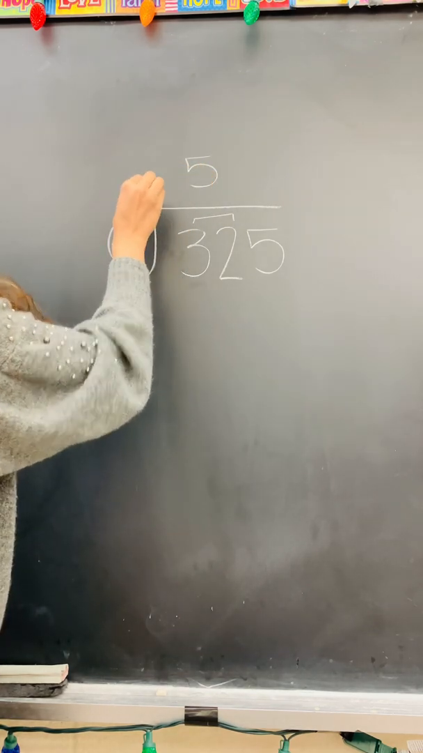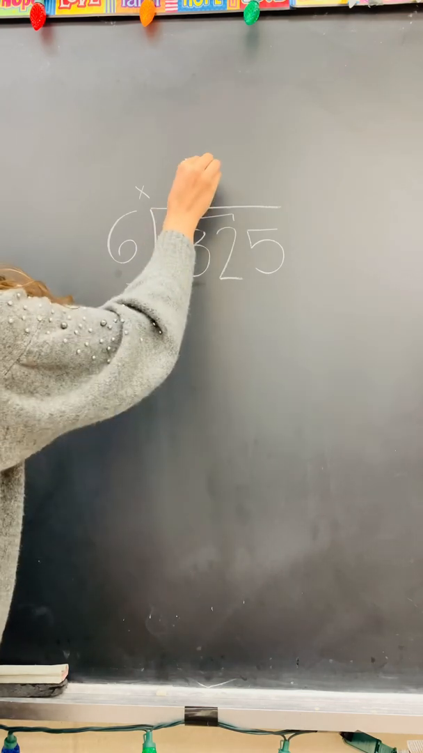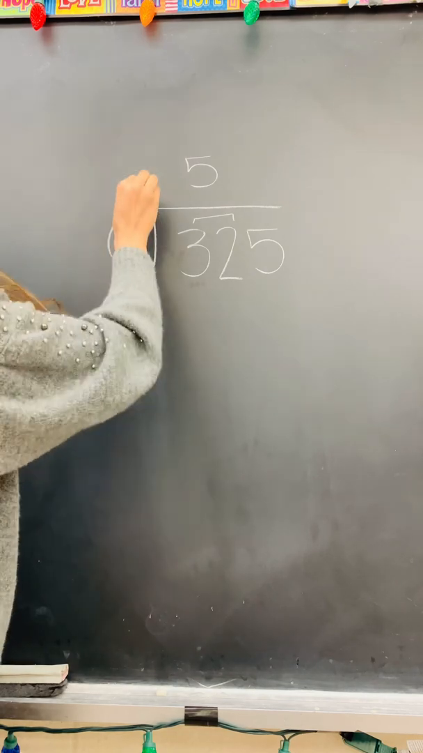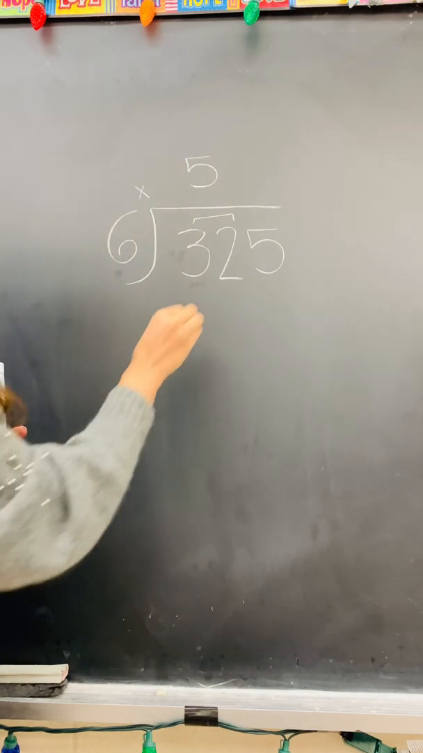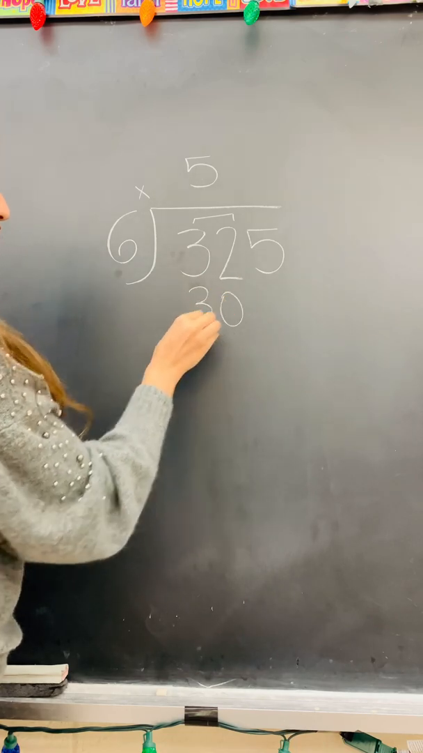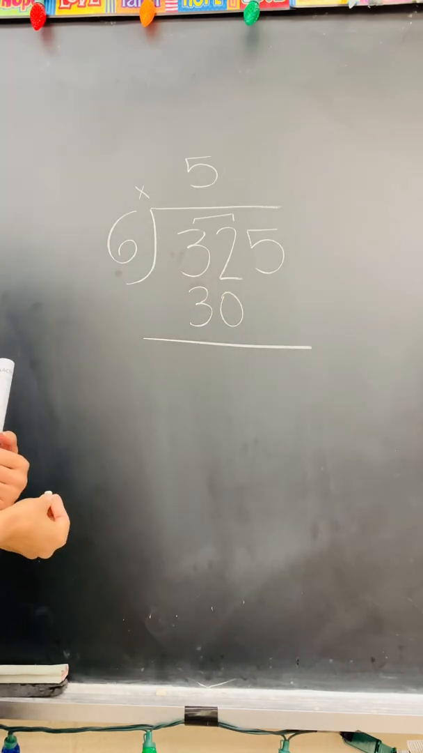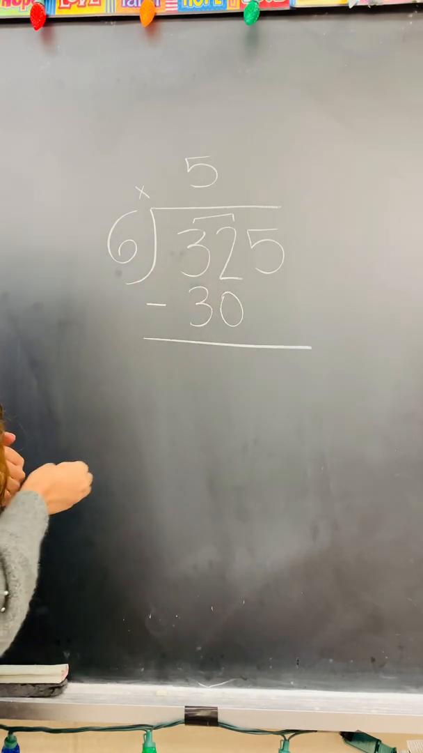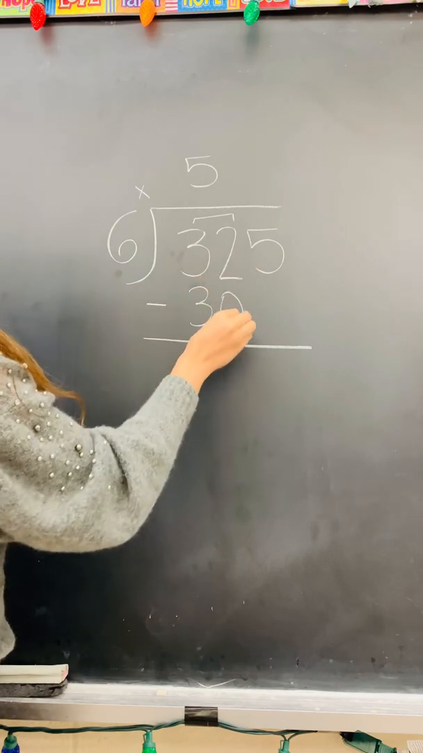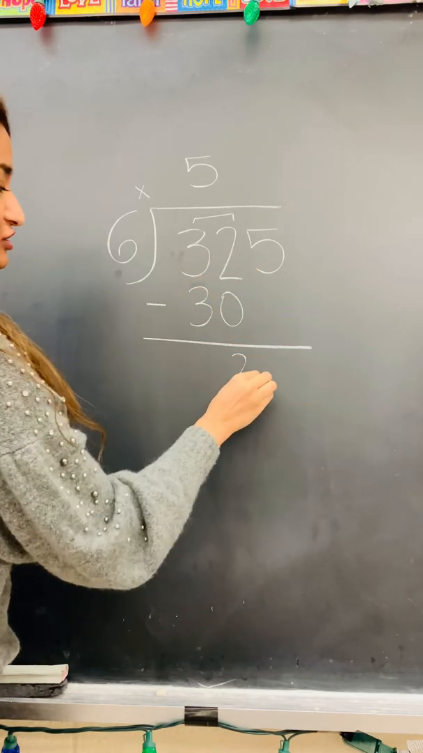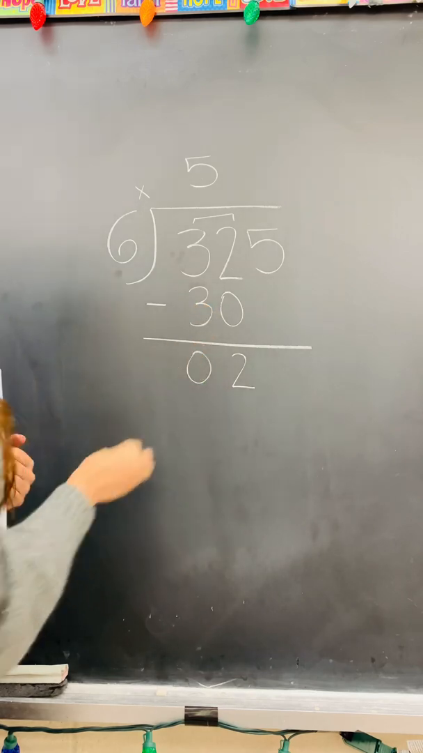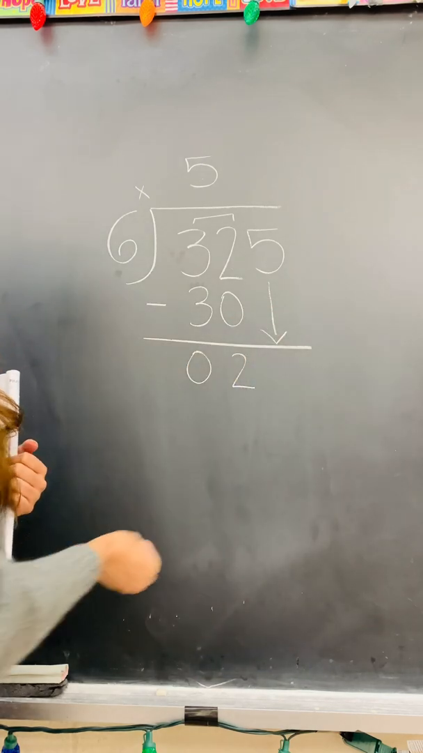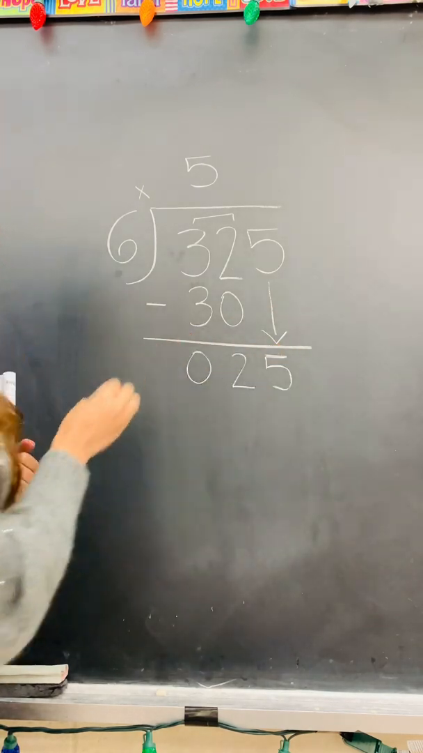So remember, then I need to go back and multiply my 5 to my 6, which gives me 5 times 6 gives me 30. Am I done? No, I need to subtract, right? So I have my 2 here. 2 take away 0 is 2. 3 take away 3 is 0. My next step, remember, I need to bring my 5 down right beside my 2.